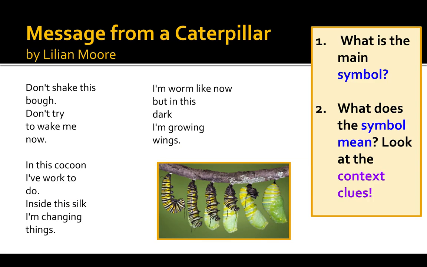So here is a poem called Message from a Caterpillar that uses symbolism. So what I'd like you to do is try to figure out what this main symbol is, and then what does that symbol mean, and we'll look at the context clues. So, Message from a Caterpillar by Lillian Moore.